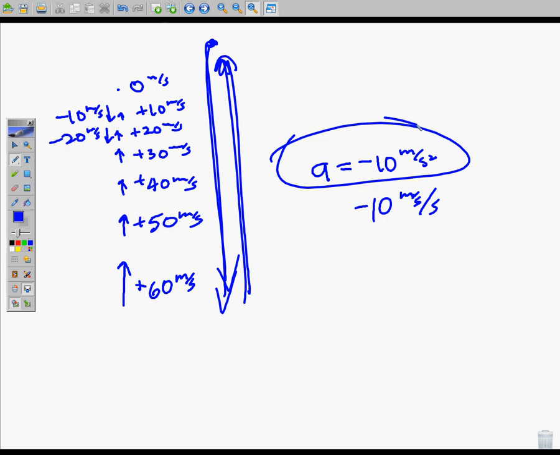The resultant force isn't 0. The resultant force acting on the person or the object would be the weight of the object. If the resultant force was 0, then you're back to law number 1, and the object is either at rest or in uniform motion.